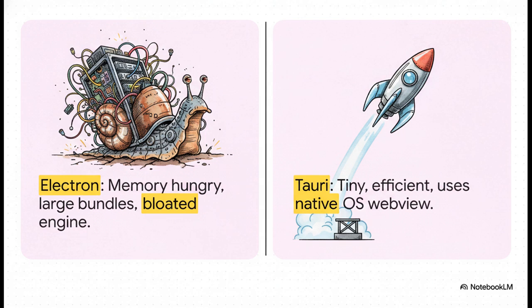But here's the catch. JDU doesn't use Electron at all. Instead, it's built on a modern framework called Tauri, which is backed by the incredibly secure Rust programming language. Tauri is tiny. Instead of bundling a whole new web browser engine, it smartly piggybacks on the native web views that are already built into your operating system.